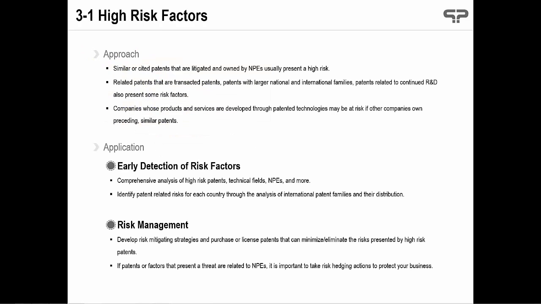PatentPia's database allows users to use patent data to identify business risks. For example, similar or cited patents that are litigated and owned by NPEs usually present a high risk, and identification of these risks allows companies to proactively take actions to minimize the negative impact this may have on their business, and also allow companies to utilize this information to create new business opportunities.